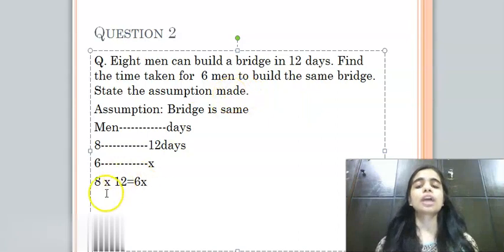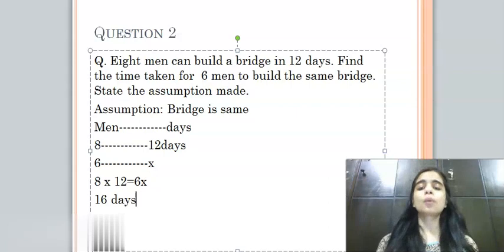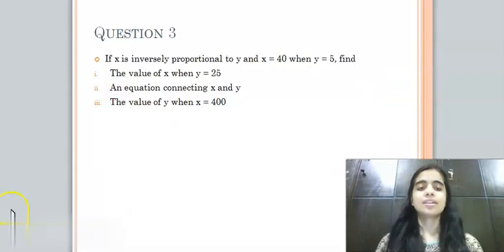So, 6 will go there, it will divide. 12 divided by 6 will give me 2, and 8 2s are 16. So, that means when there will be 6 men to build the same bridge, the time taken will be 16 days. Okay. So, we have also completed our question number 2. Now, let's come towards question number 3.